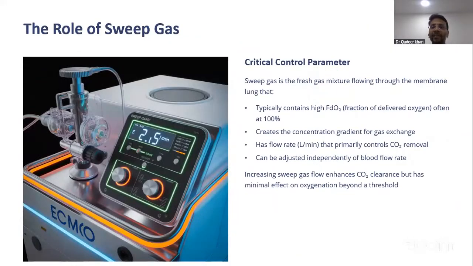On the role of the sweep gas: the sweep gas is a fresh gas mixture flowing through a blender and going to the membrane. It contains, like the fraction of inspired oxygen in ventilators, what we call FdO2, the fraction of delivered oxygen, at 100%. It creates a concentration gradient for gas exchange, and a higher flow rate may help in removal of CO2. We should understand that CO2 is a highly diffusible gas.